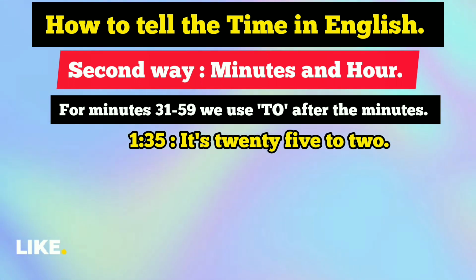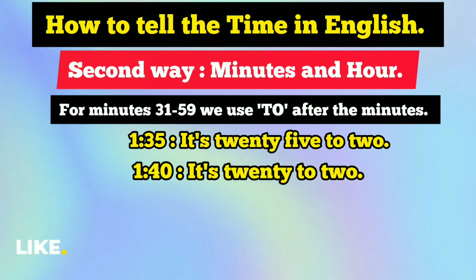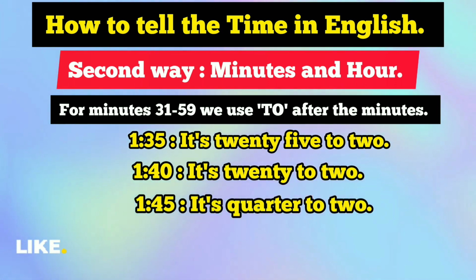So similarly, you see the next one, it's 1:40. So if you want to say that in English, you have to put it like this way. It's 20 to 2. 20 to 2 means that after 20 minutes, it's going to become 2. So see the next one is 1:45. So it's again very interesting. So it's quarter to 2.